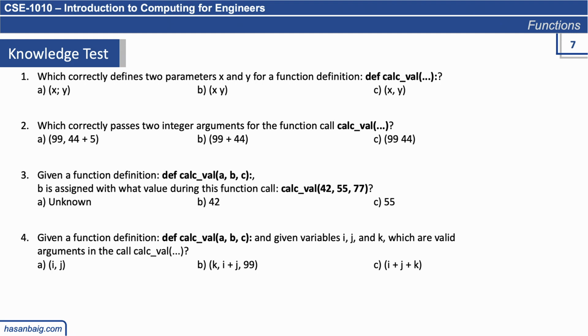What about the second one? Which correctly passes two integer arguments for the function call? So we are talking about the function call now. Function call means we'll be passing in arguments. Arguments can be a variable, an expression, or any value. Yep. A. So 99, 45, 44 plus 5. Yeah. Why not B or why not C?